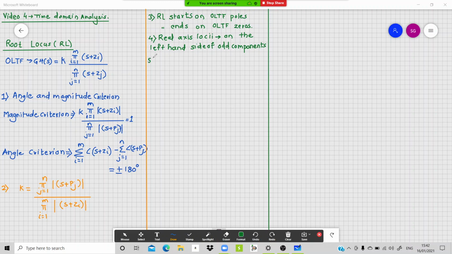Then the fifth one is breakaway or breaking angle.